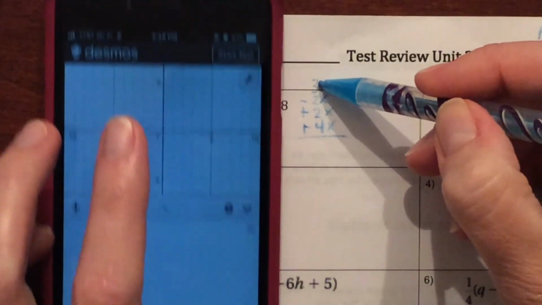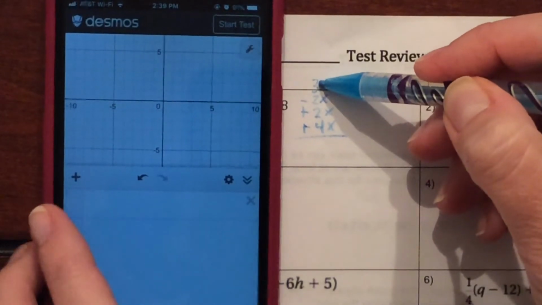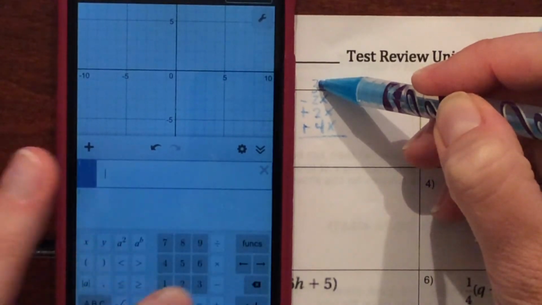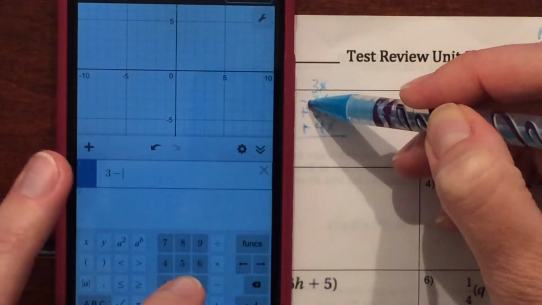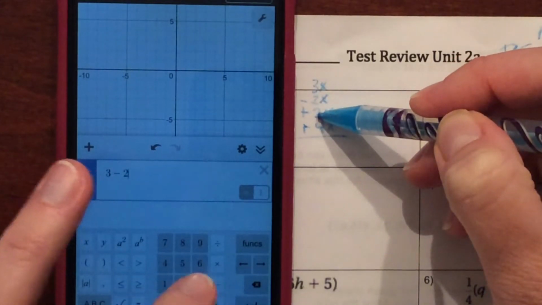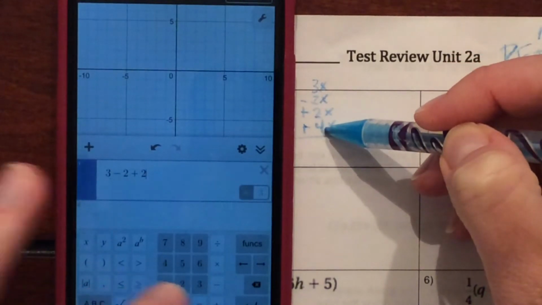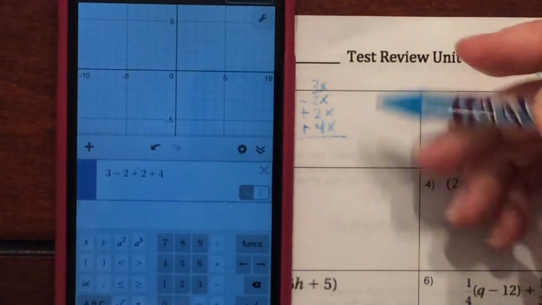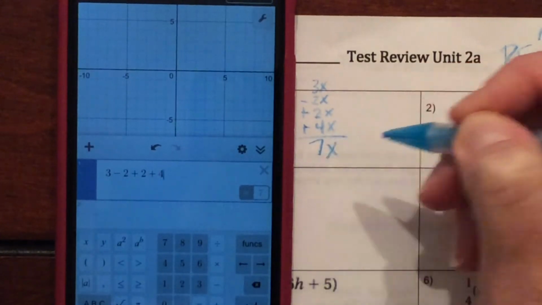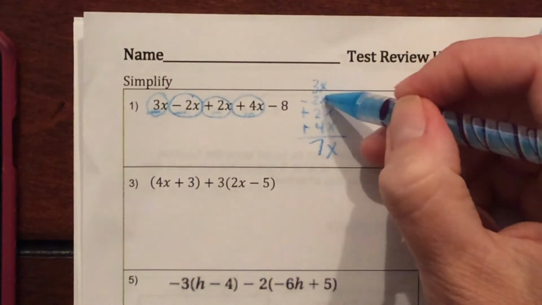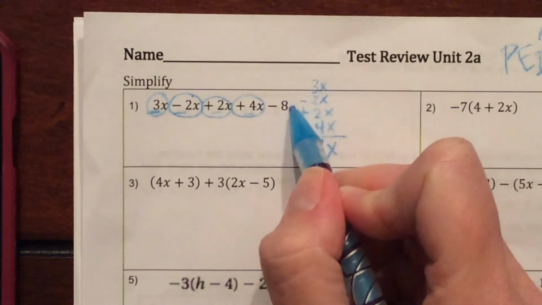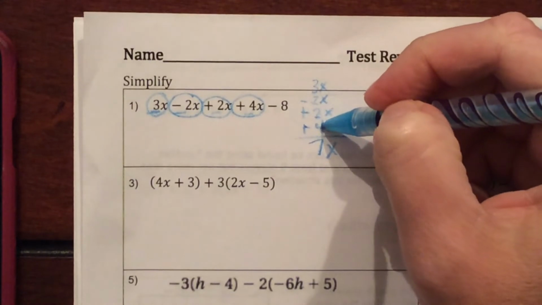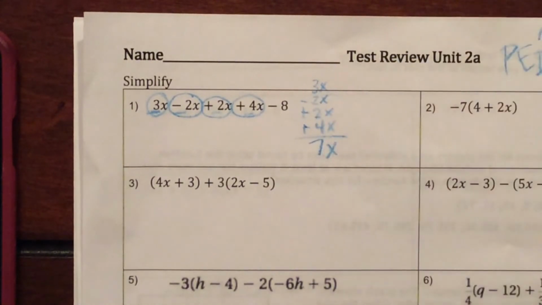So we have, let's see if you can see that. So we have 3, and then it says minus 2, and then it says plus 2, and then it says plus 4. And the answer is going to be 7, so this makes 7 x's. And if you'll notice these right here, if you wanted to do this by hand, these were 0 pairs. And so you just had 3 x's and 4 more x's, and 3 plus 4 gives you that 7.